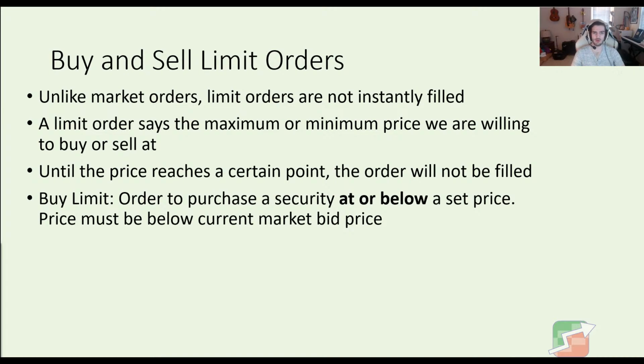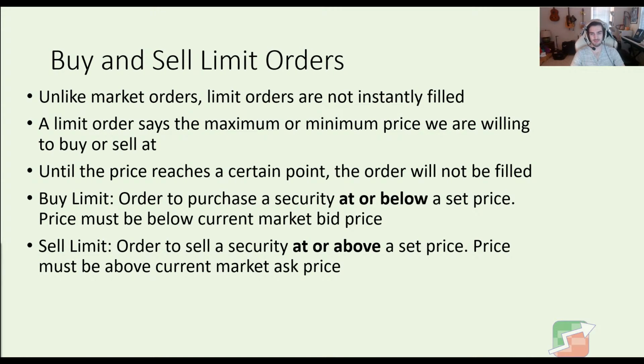So a buy limit order is like this. It is an order to purchase a security or an equity at or below a set price, where the price for the limit must be below what the current bid price in the market is. Otherwise, it would just complete instantly. That defeats the purpose. So a sell limit is the exact same thing, but on the other side. A sell limit is an order to sell something at or above a set price, where the price that we are trying to sell at must be above the current ask price in the market.